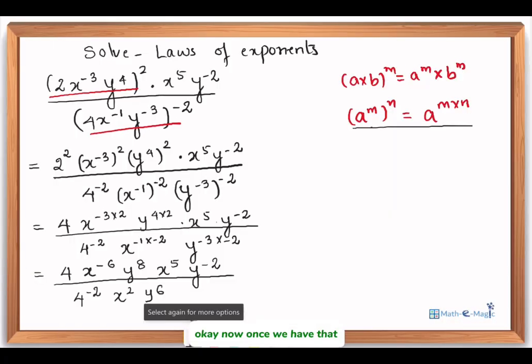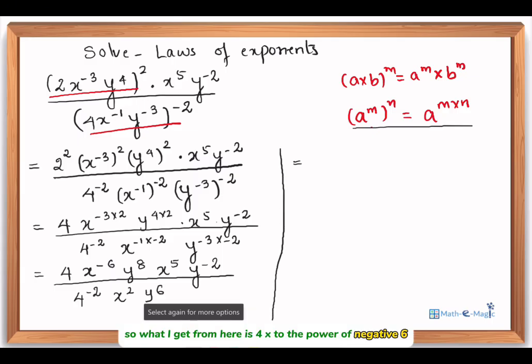Okay, now once we have that, let us try and write all the terms in the numerator. Okay, so let me continue here. So what I get from here is 4 x to the power of negative 6 y to the power of 8 x to the power of 5 y to the power of negative 2.